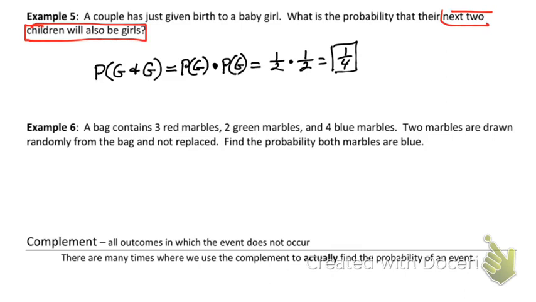And we can actually see that if I drew the sample space. Our sample space is, you could have a girl and then a girl, or maybe the first baby's a girl and the second one's a boy. Maybe the first one's a boy and the second one's a girl, and then we have a boy and a boy. Well, that's 1 out of 4. So this probability works out even treating it as a single event.